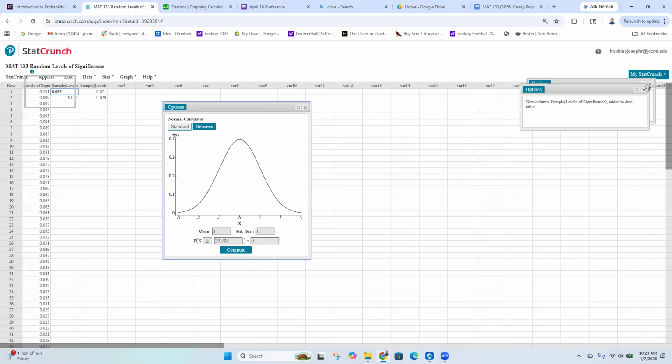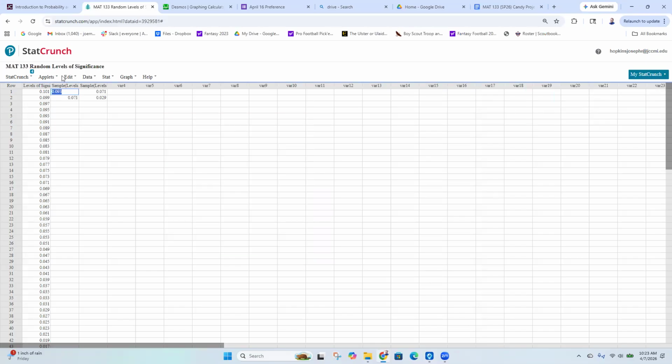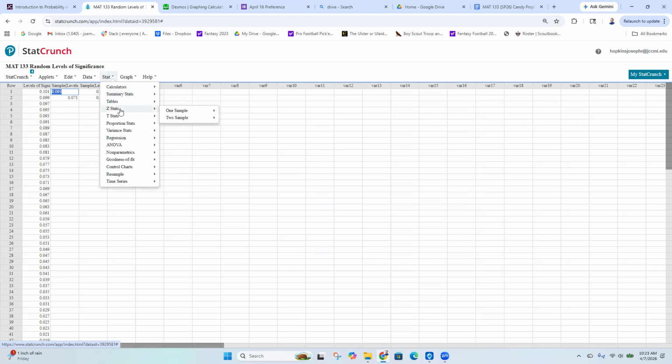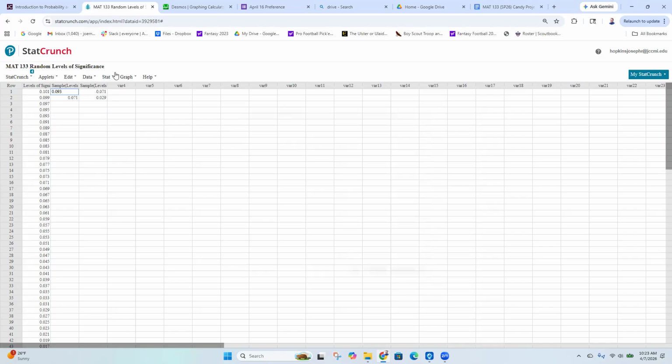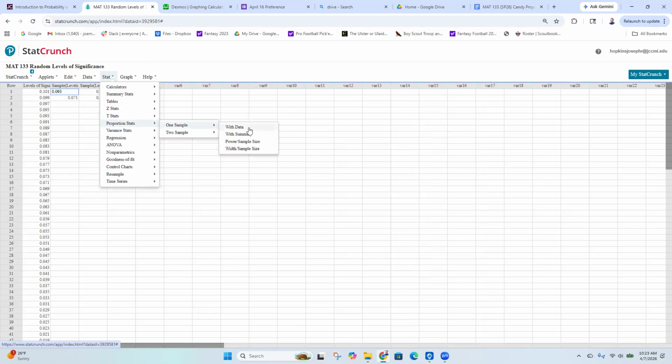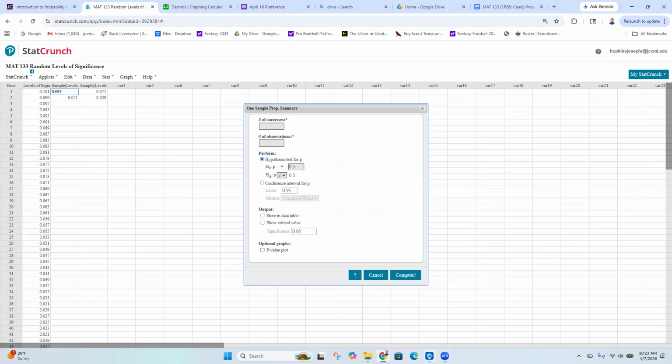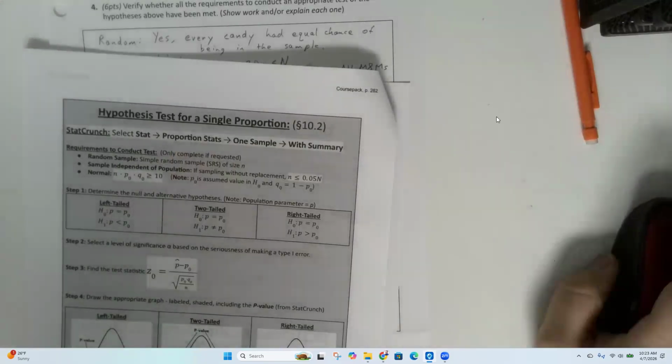Back over in StatCrunch, just a blank one, so it doesn't matter that I've got stuff in here. I'm going to do Stat, and then Z stats, one sample with summary. Oh, that's for means. I got myself turned around. Proportion stats. There we go. Stat, proportion stats, one sample with summary. It's at the top of page 262, right here. I'm trying to go off of memory and I failed.